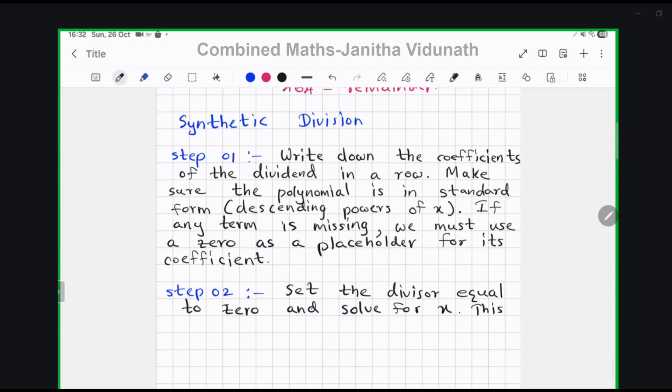Now write down step 2. Set the divisor equal to 0 and solve for x.